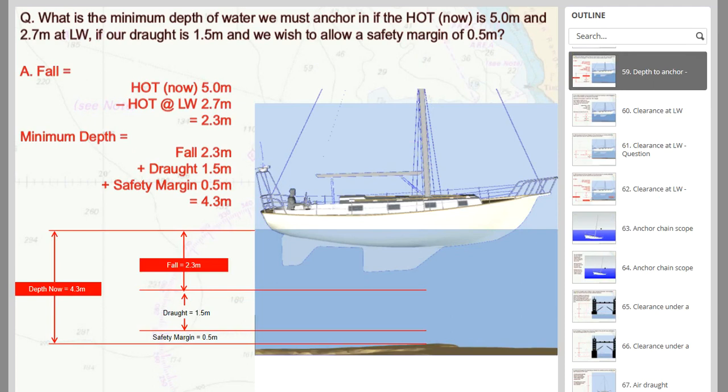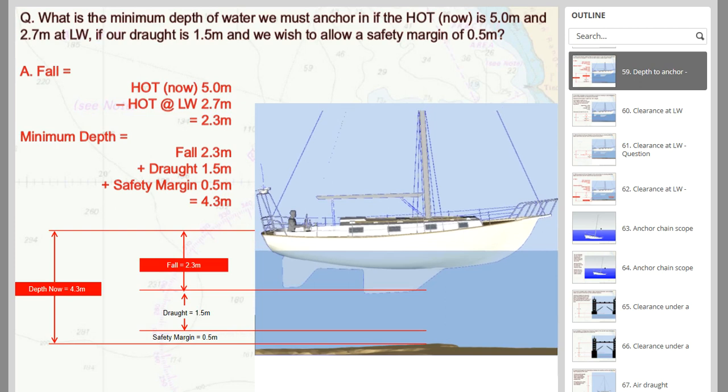Well, the fall will be 2.3 meters, calculated as the height of tide now, 5 meters, minus the height of tide at low water, which is 2.7 meters, giving 2.3 meters. So the minimum depth to anchor in now is the fall, 2.3 meters, plus our draft of 1.5 meters, plus the safety margin of 0.5 meters, equals 4.3 meters.